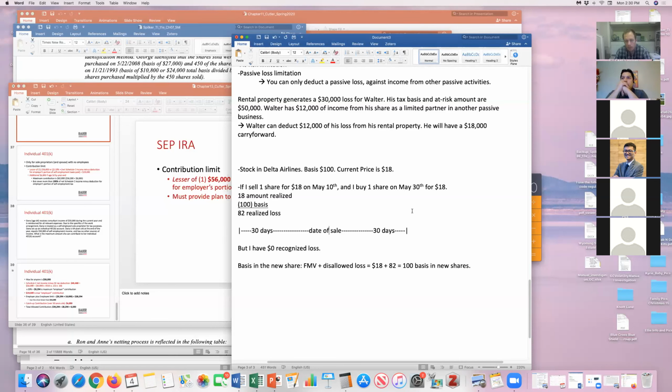I think the interesting thing is the wash sale rules don't apply to bonds. That's something we have to know for the exam? No, that's just a tax nerd tip. There's funky stuff happening with bond prices right now, so there are some interesting opportunities.